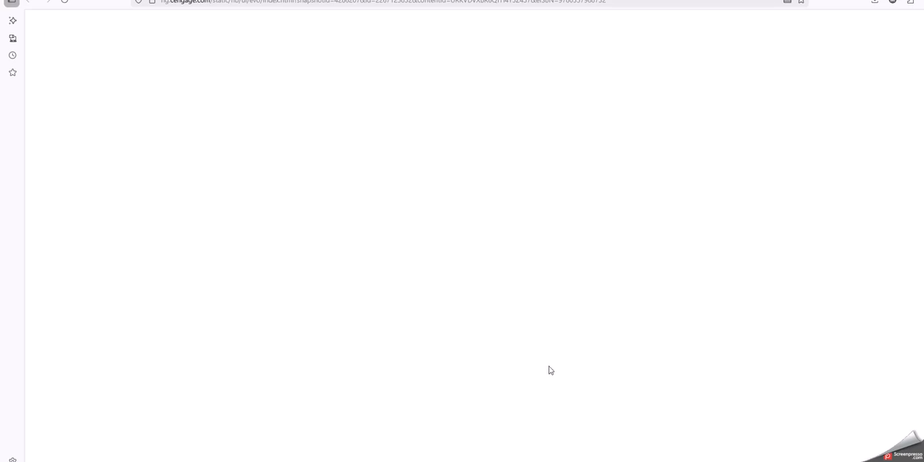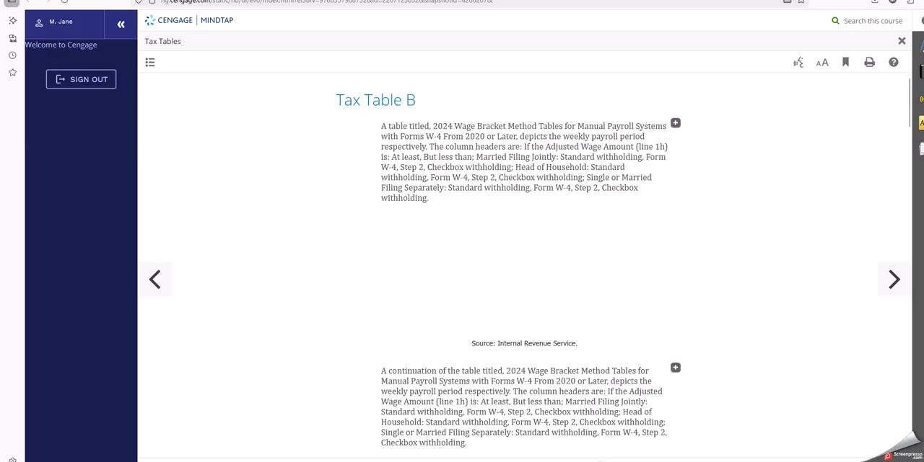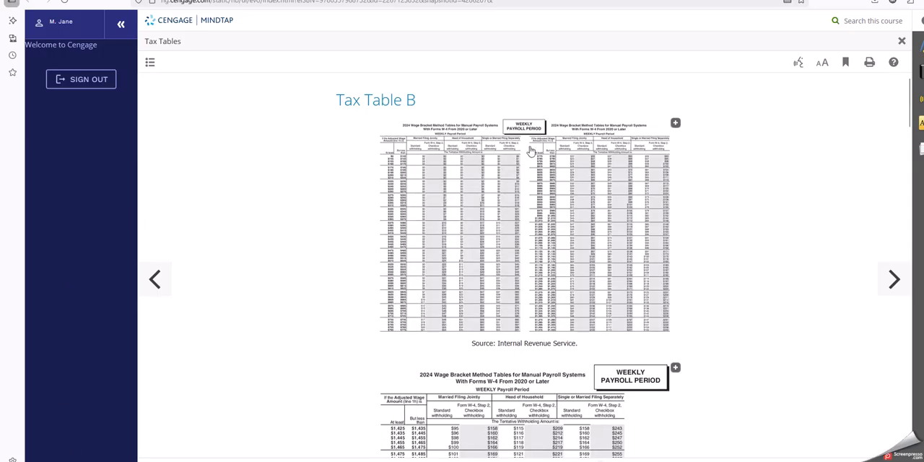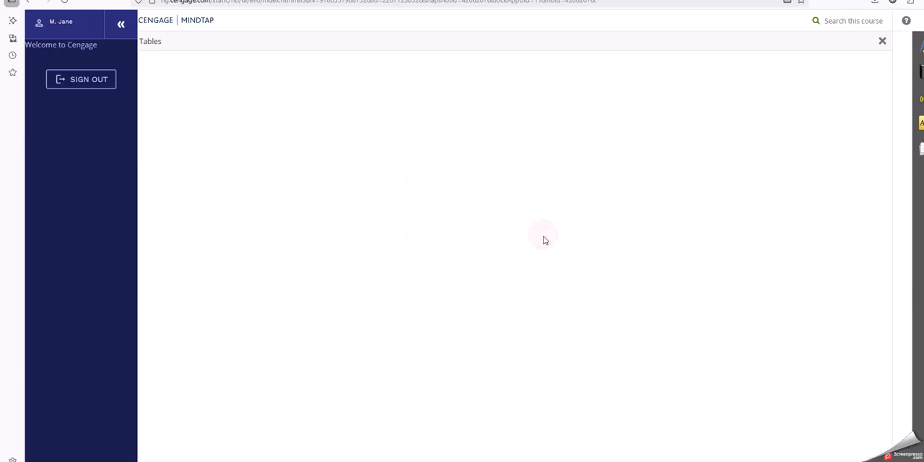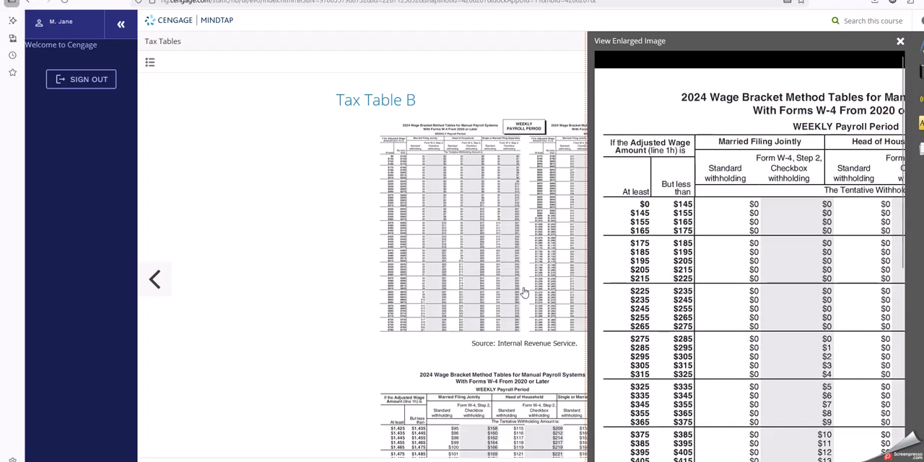Which are not opening up. Let's see, is it just a timing thing? Let's see if I can refresh it. Yes. Okay, so there it is. All right. So notice you always got to pay attention to your headers. I'm going to make it bigger. So here it is, married filing jointly weekly. So that's what we want.